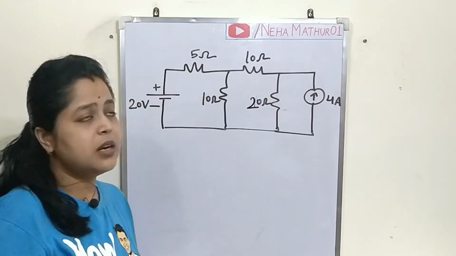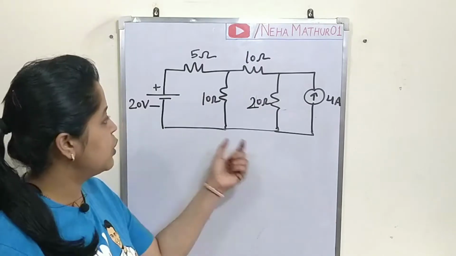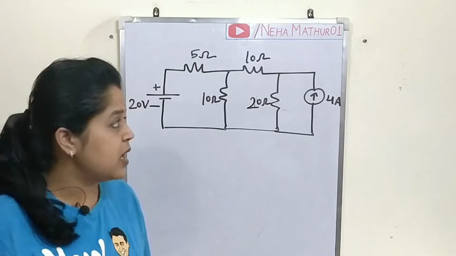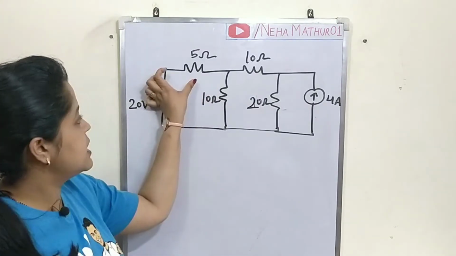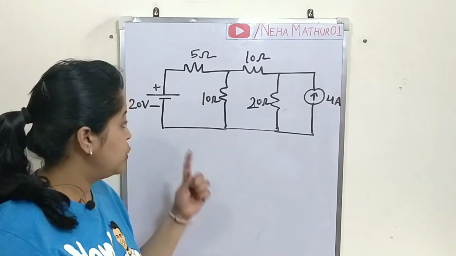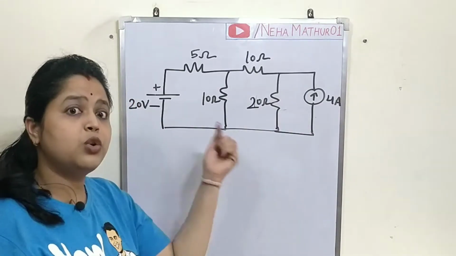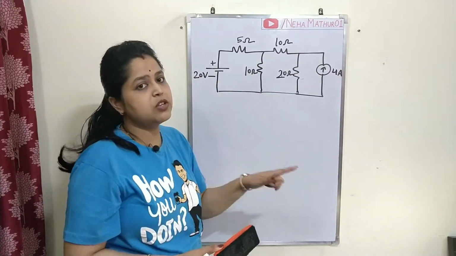The examiner may ask for any response across any branch, like what will be the current or voltage across this 10, this 5, this 10 or this 20 ohm resistance. In that case, if you have multiple energy sources and you want to find the response across a single branch, you must prefer superposition theorem.